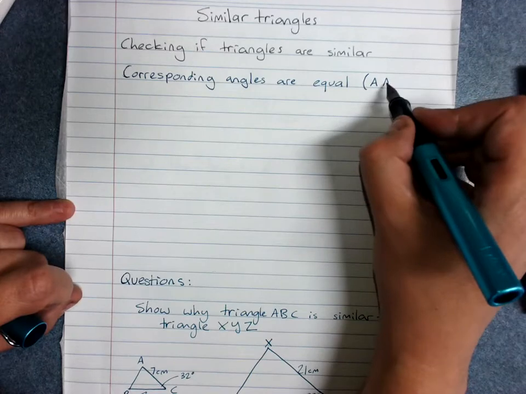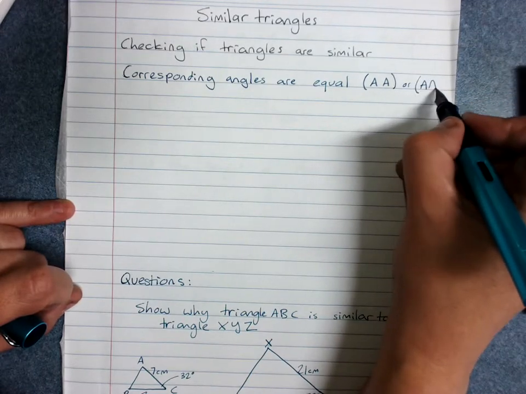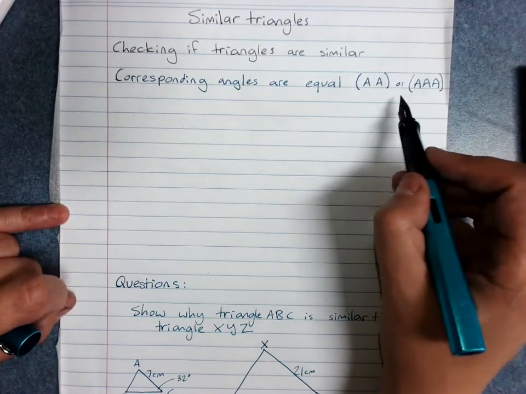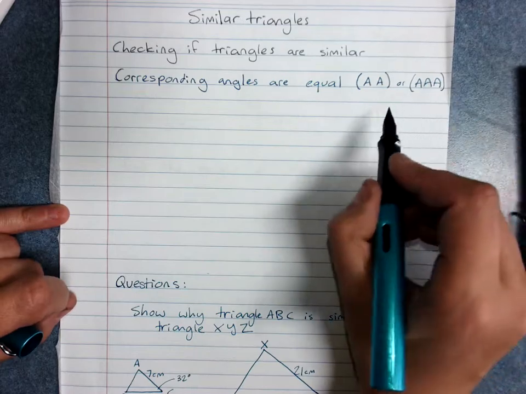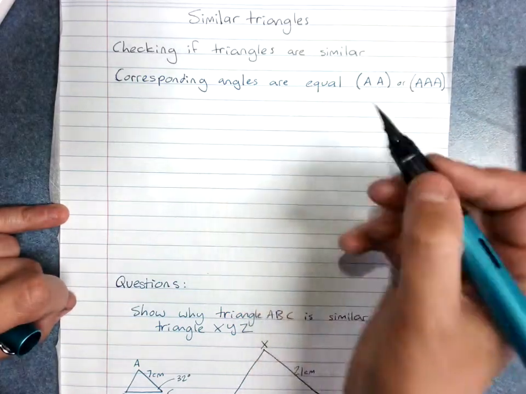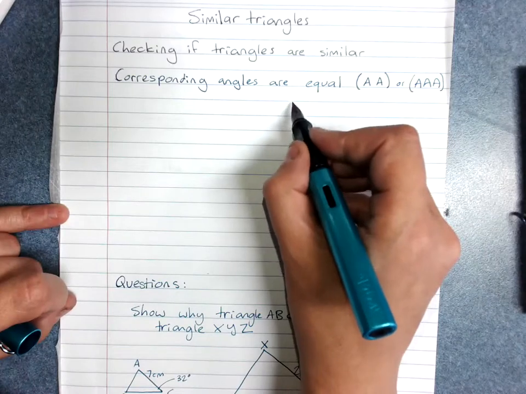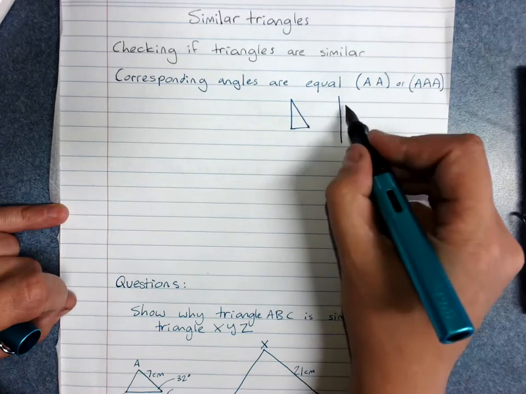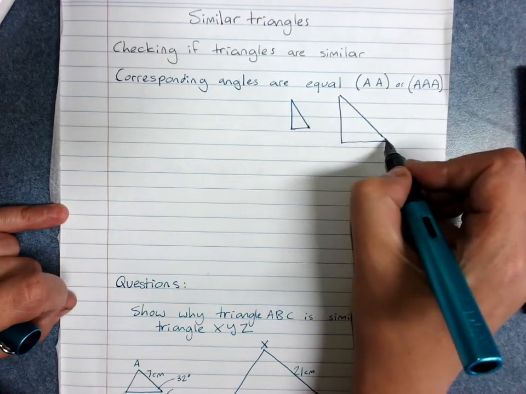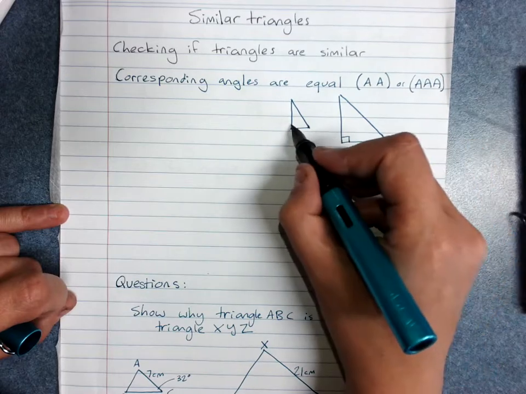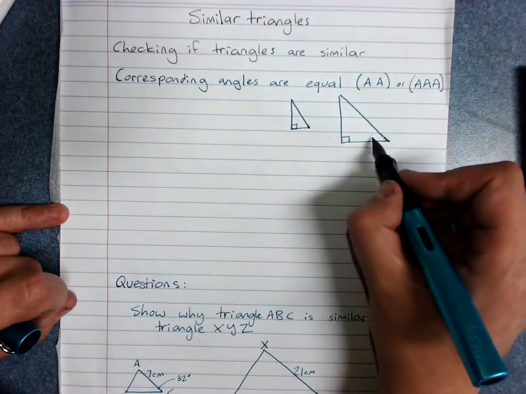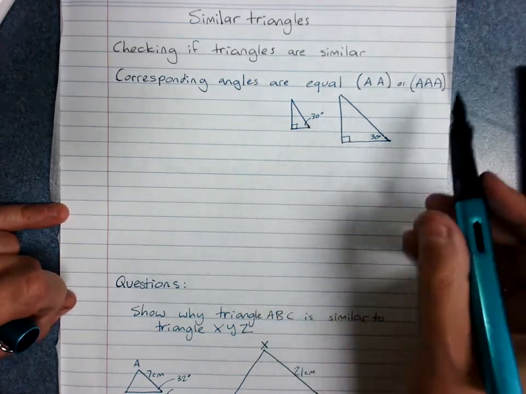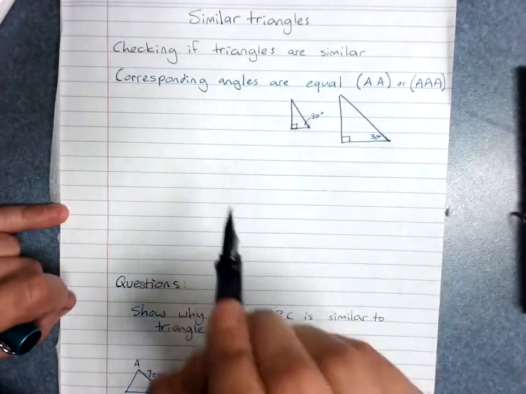This rule is given the AA, or sometimes AAA abbreviation. That's basically saying that three pairs of matching angles are equal. Two is sufficient because, of course, it's a triangle. If you know two of the angles, you can find the third. And so if we use a particular example, if those are 90 and that's 30 degrees, then we'll be able to find the other angle, which will be 60 degrees on each.